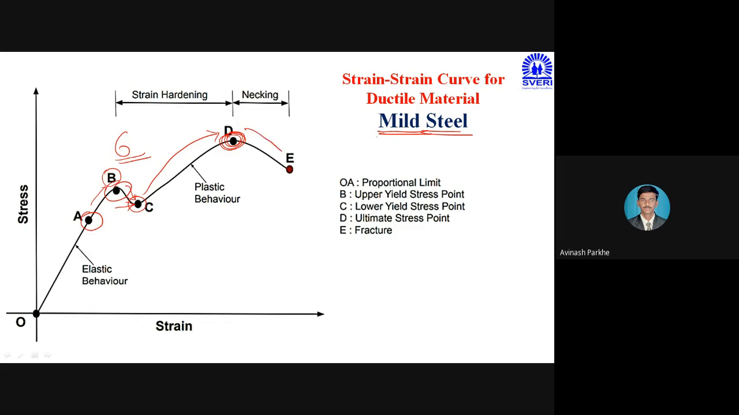And then again in between D and E, or as per yesterday's figure DF, there is again an increase in length and decrease in cross-sectional area, and at this particular point E, or we can say F, there is a breaking point or the fracture point. So these are the points which are possible to see in the ductile material.